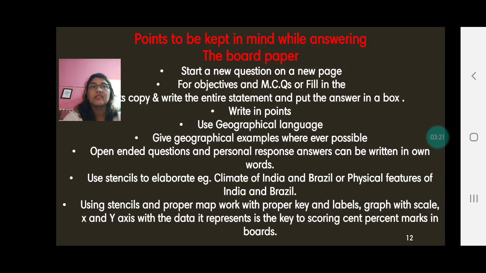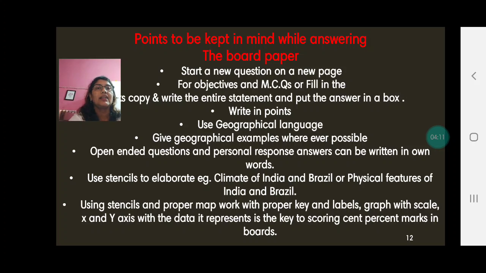Then open-ended questions will be there, at least one, especially a long answer, and a personal response answer. An open-ended or a personal response, you can call it, which can be written in your own words. For example, year before last we had an open-ended question: what would you do with the litter during field visit. Now that was an open-ended question. You need to think, apply the knowledge and from your observations around, you can answer these type of questions in your own words. There's no right or wrong here, but at the same time you need to keep in mind what actually applies there.